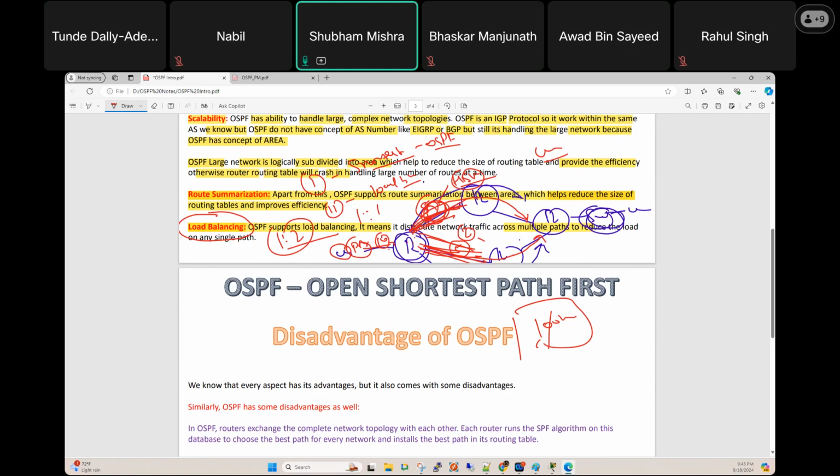For example, they calculate the metric cost value of this link and the cost here. So this router divides the traffic. For example, the cost of this link is 100 and the cost of the other is 100. So 100 by 100, it means you get what? A 1:1 ratio, right? It means if this router receives 10 packets, it forwards 5 packets here and 5 packets here, like this.